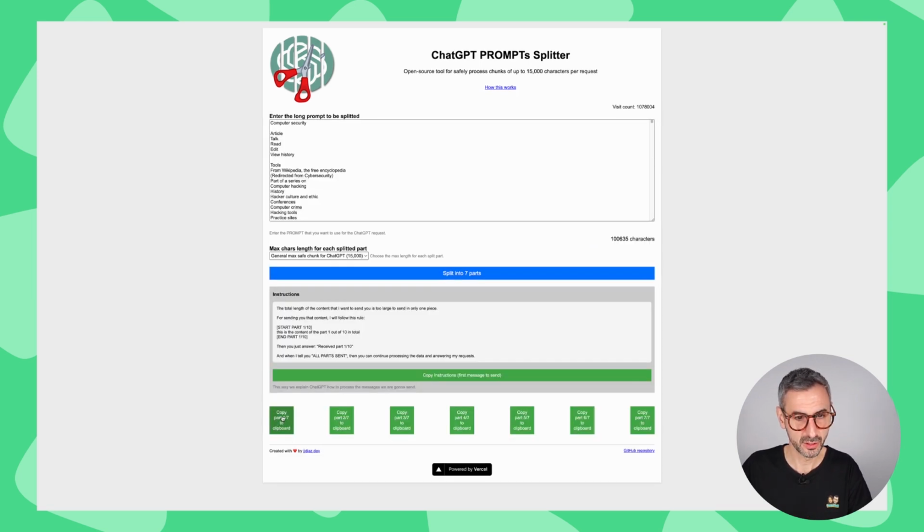All right, so there you go. It has created my 7 parts, represented by these 7 green rectangles right here. And you can simply copy the first one by clicking on that first part right here. And you see some custom instructions have been created for ChatGPT. It goes like this: the total length of the content that I want to send you is too large to send in one piece. For sending you that content, I will follow this rule. Start part 1 out of 10.